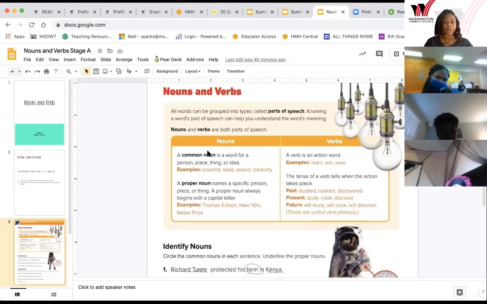So a common noun, Manasia, can you read this out loud, including the examples for us? A common noun is a word for a person, place, thing, or idea. Examples: a scientist, state, award, creativity. Yes, those are all examples of common nouns. Another example would be boy. It could be any boy, any scientist, any state, any award.